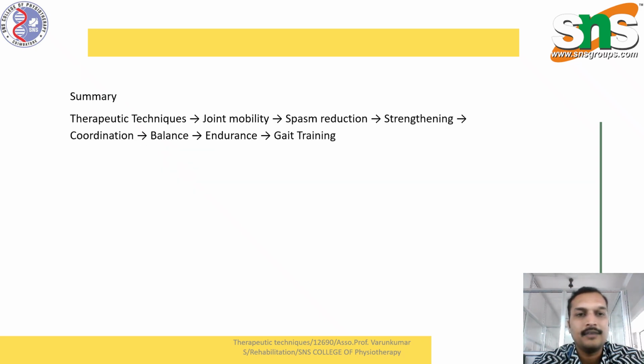So, overall summary for this topic. We have to know about the therapeutic techniques: joint mobility, spasm reduction, strengthening, coordination, balance, endurance, and gait training. We have to focus on these conditions or these techniques for relieving these problems.